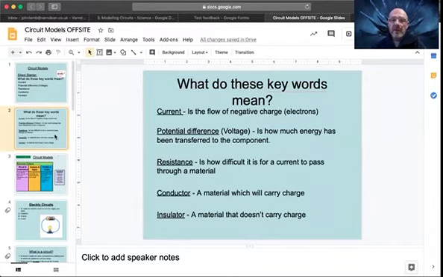So the flow of negative charge, the flow of electrons, is the current; the potential difference is how much energy has been transferred by the current; the resistance is how difficult it is for them to get round; conductors we've already looked at, and insulators we've already looked at.